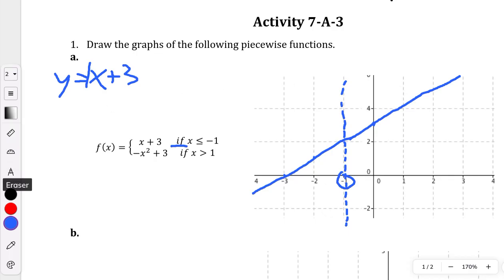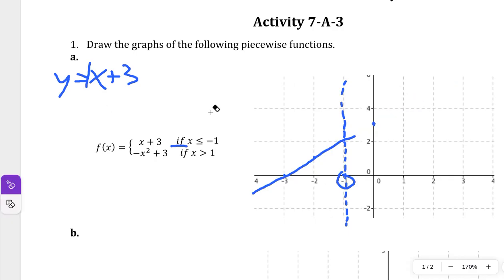That means that all of this, and unfortunately I'll have to erase this the old-fashioned way, all of this is gone. Poof. Not there. Anything to the left of that dotted line is in the domain, and anything to the right of the dotted line is not in the domain, and so therefore it's not part of the function.